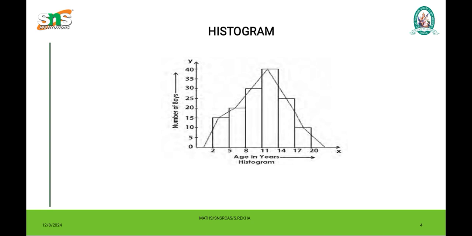The age group between 11 to 14 has 40 students. In 11 to 14 alone, the highest number of students are studying. So the school has many students, Violet Matriculation School, and you can easily identify this by seeing the diagrammatic representation.